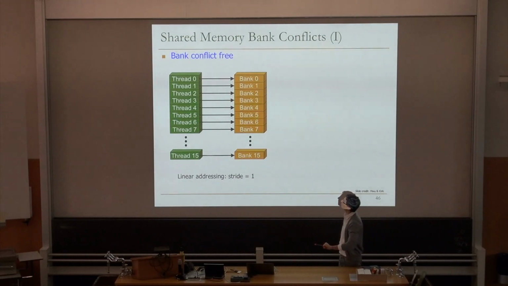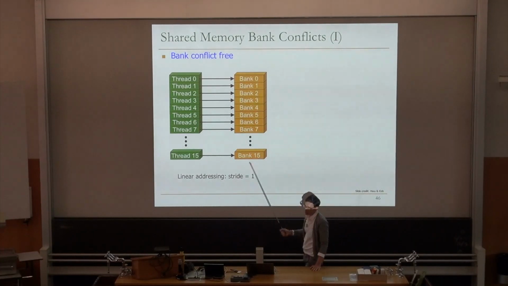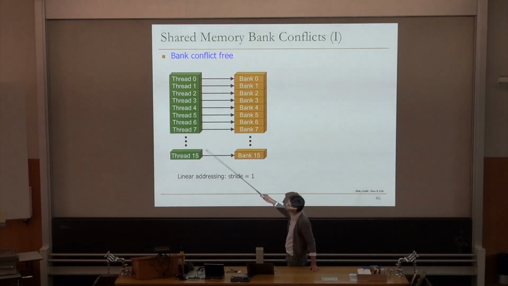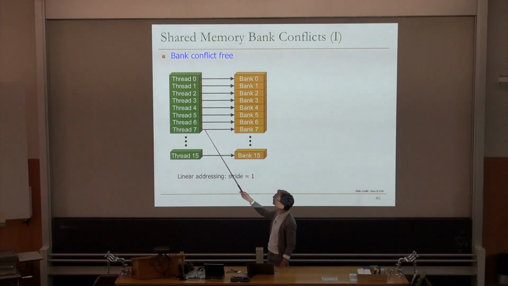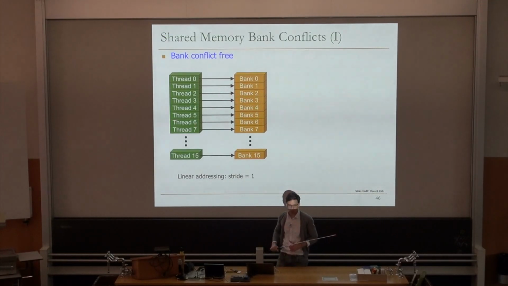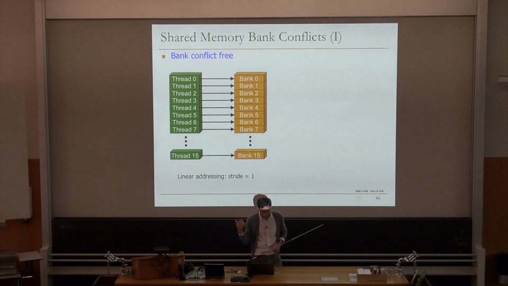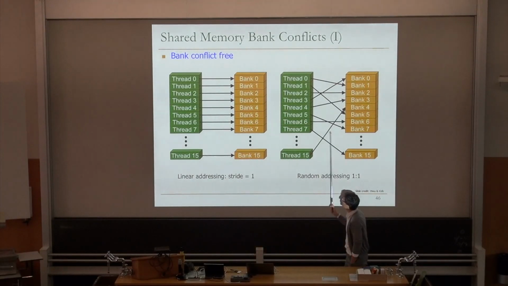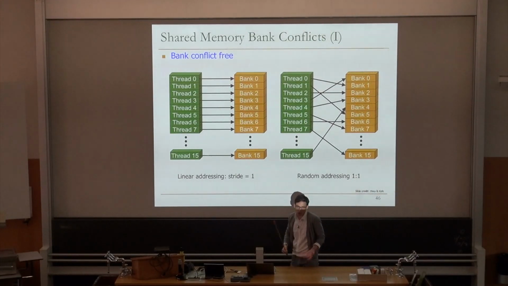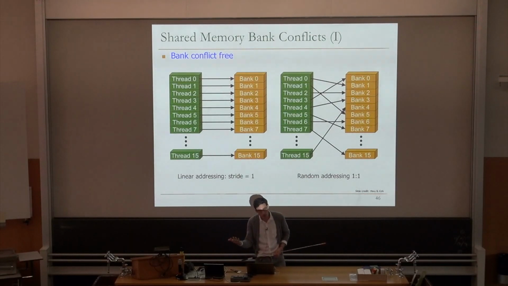And this is a pictorial representation of what a bank conflict-free access pattern is. Here we are considering, in this case, only 16 banks. We have 16 threads. Just consider that the size of the warp is 16 in this case. With a stride of 1, we have thread 0 reading from or writing to bank 0, thread 1 to bank 1, and so on. Another possibility is something like this, a random addressing. Even though the accesses are random, we still have one bank being accessed by only one thread, so there is no bank conflict, and we can get the maximum bandwidth from the shared memory.